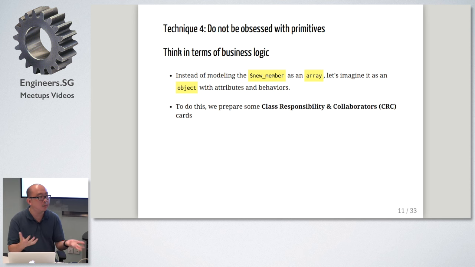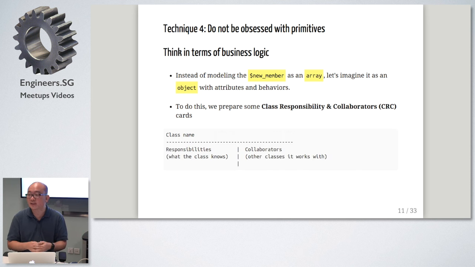A simple way of doing this in the industry, at least what I've tried and successfully used, is something called CRC, Class Responsibility and Collaborators. How many of you have heard of this term, CRC? No? Okay. It's about going to the drawing board and drawing a little card like this and saying, this is a class name, this is what the class knows and what it should be doing, and these are the collaborators, the other classes that you actually work with.